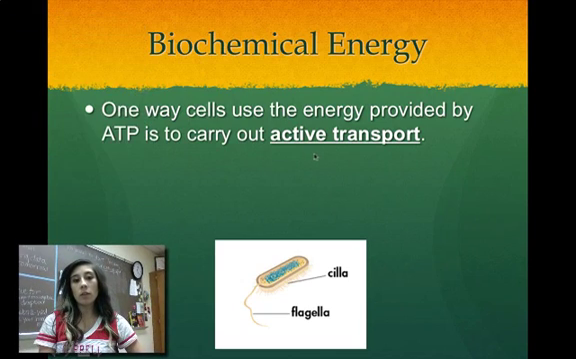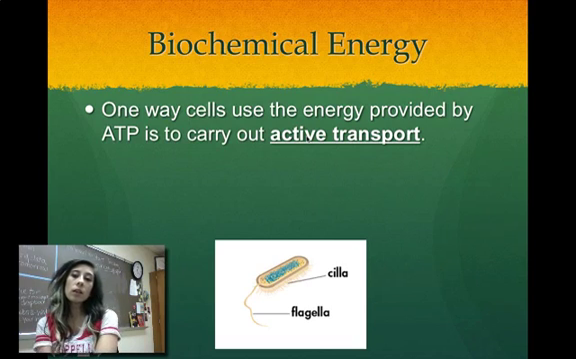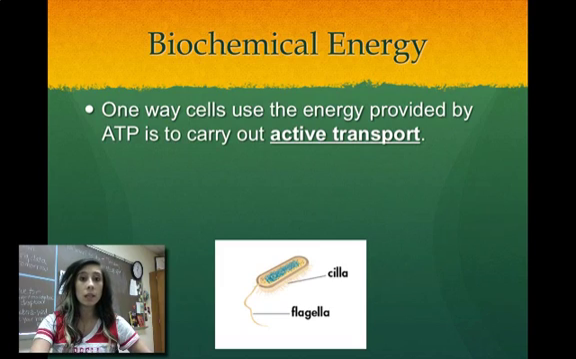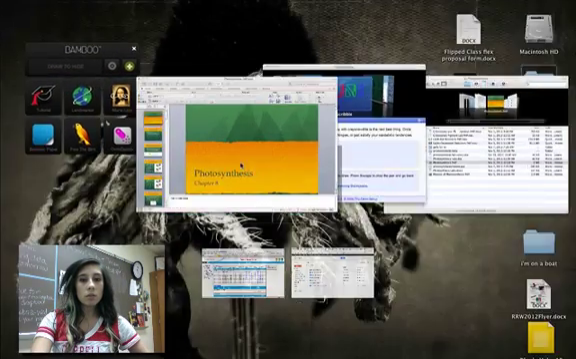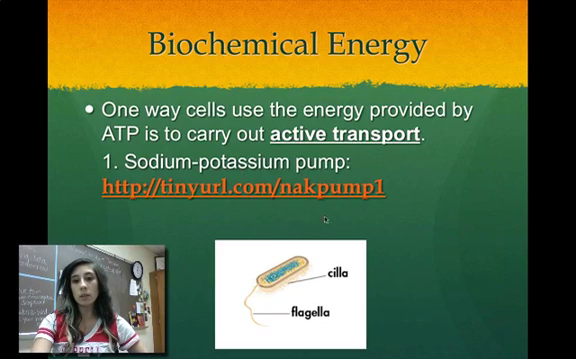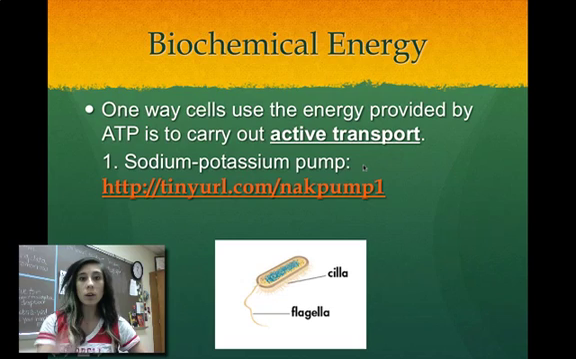In looking at biochemical energy, one way that cells use energy that's provided by ATP is to carry out active transport, and this is something that we've recently studied within the cell membrane. We'll watch that video in class. You're more than welcome to take that URL and type it into your own internet and watch it now. The example of that is our sodium-potassium pump. In order to go against the concentration gradient, from a low concentration to a high concentration of our solutes, our sodium or potassium, we have to expend some energy, and that's in the form of ATP.